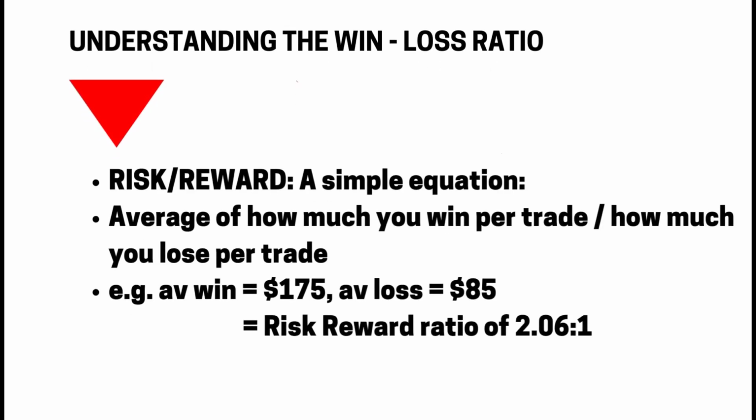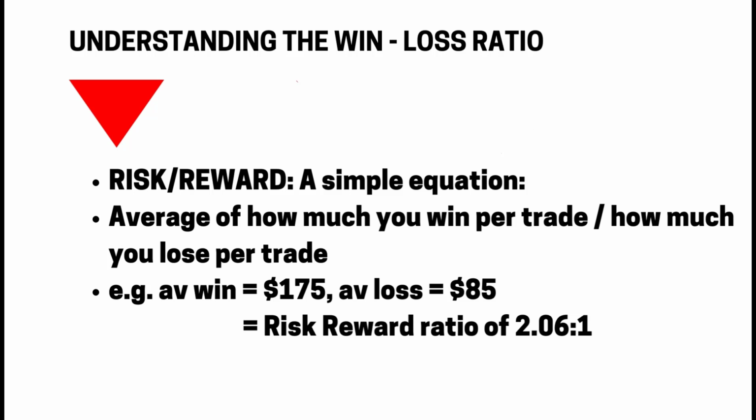Now, risk-reward, simple equation: the average of how much you win per trade divided by how much you lose per trade. It's as simple as that. So, for example, average win $175, average loss $85. The two divided into each other is 2.06 to 1. That means for every $100 you lose, you'd make $206. It's as simple as that.